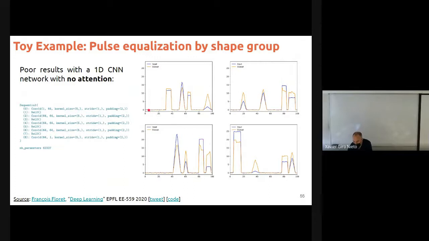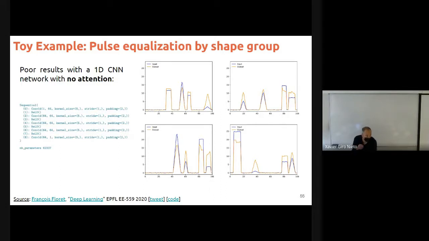If you try to solve the task with a convolutional network, you have the sequences, and a single convolutional network defined here: 1, 2, 3, 4, 5 convolutional layers and ReLU. These are the results that you would get after training; you can see the outputs in orange. As you can see, the square pulses don't really respect the shape. It did a bad job trying to average the heights of both, so it's not able to deal with that.